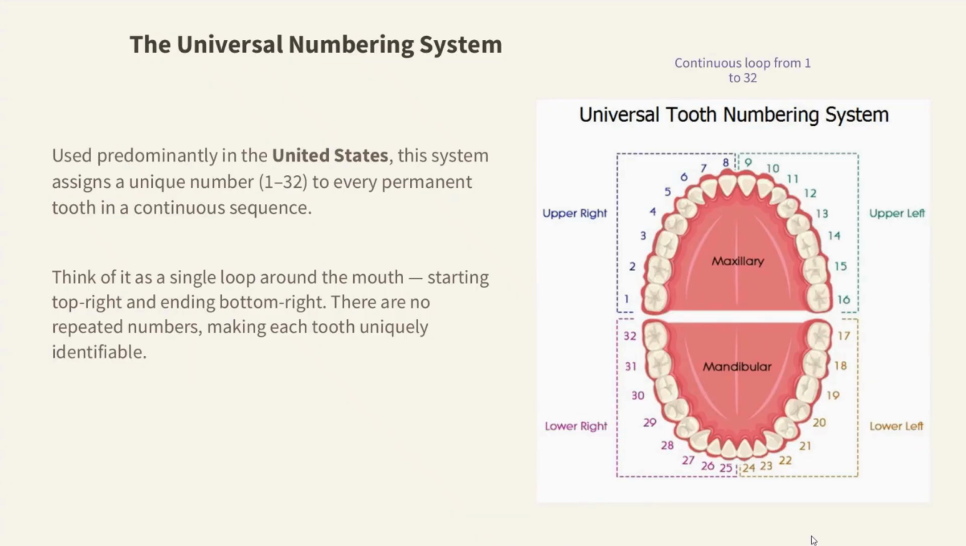So now moving on to the universal numbering system. This system is mainly used in the US, and unlike the FDI system, it does not divide our oral cavity into quadrants. Instead, here we follow a continuous numbering pattern.